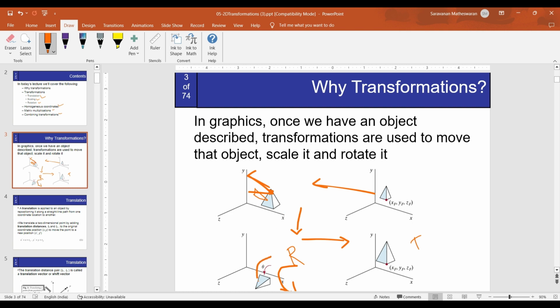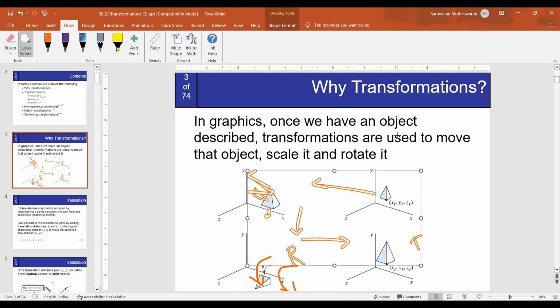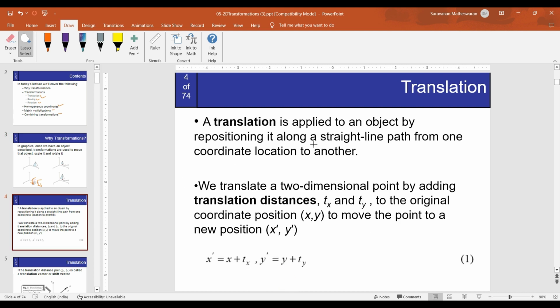After the moving, perform rotation. After rotation, there are again some operations. This object will be moved now. You want to move it from here to there, so a translation will be performed. Okay, this is an example. Here, what is the translation being updated?